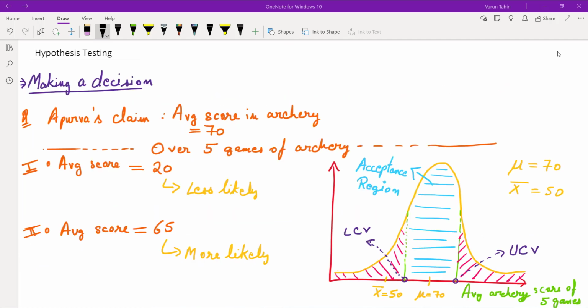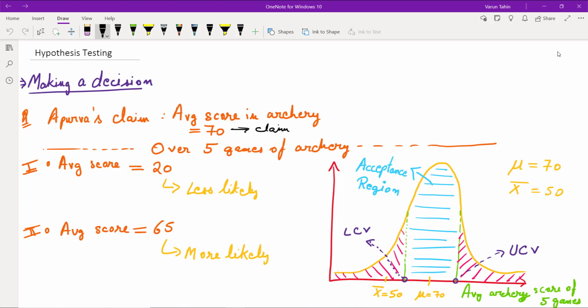So now that we have decided the null hypothesis and the alternate hypothesis, we need to make a decision based on some criteria. In order to make a decision, we would need some way to identify if a person is saying true or saying false. We will understand this with the help of an example. Let's say that Apurva claims to have scored an average of 70 in archery in some competition. So this is the claim that she is making. Now we were not there in the competition, so we don't know whether she is telling the truth or lying.